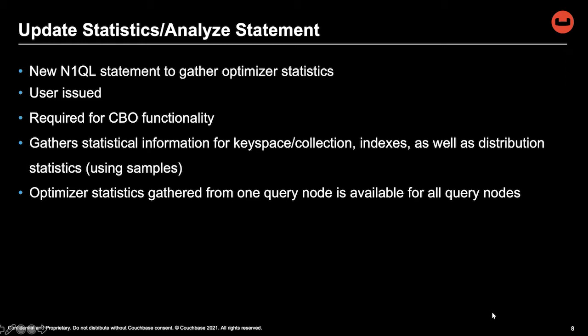It gathers statistical information for keyspaces or collections, indexes, as well as distribution statistics on certain fields using sampling. When you have multiple query nodes, you only need to issue the update statistics command on one query node, and the optimizer statistics gathered from one query node will be available for all query nodes.